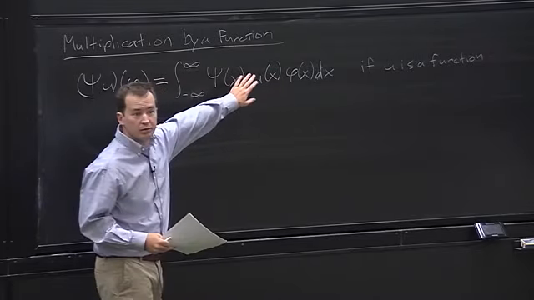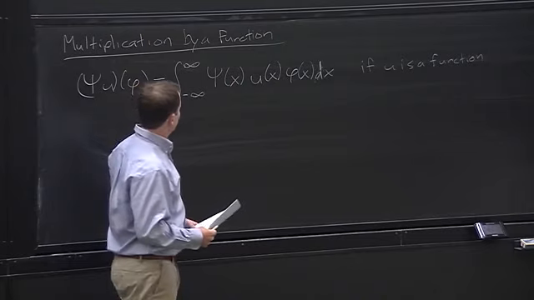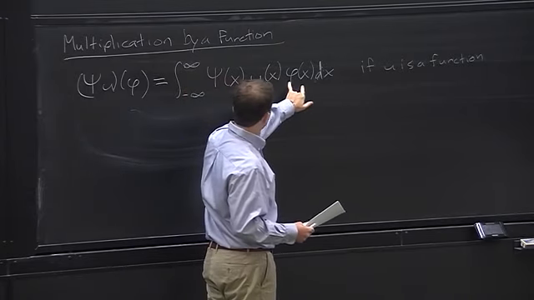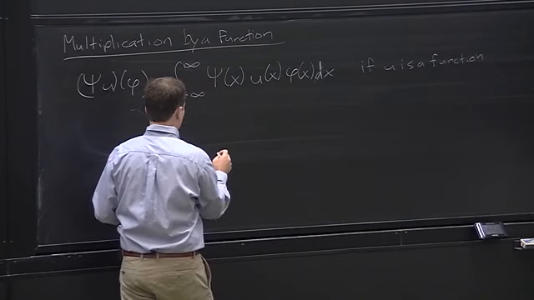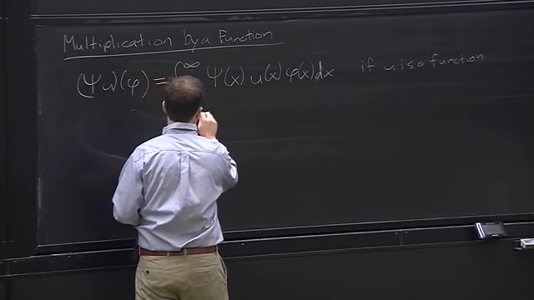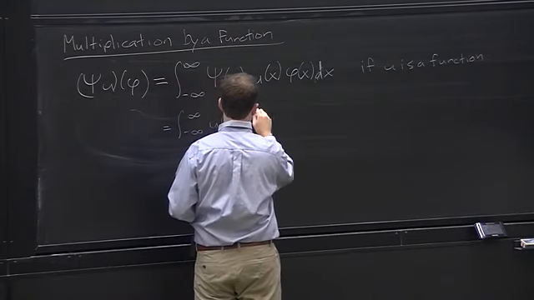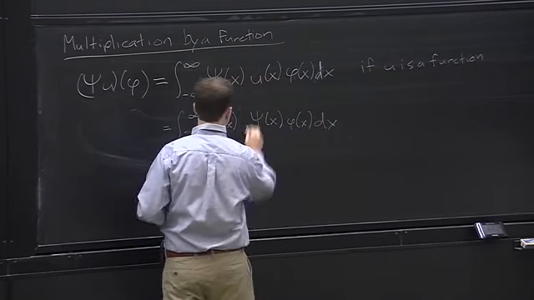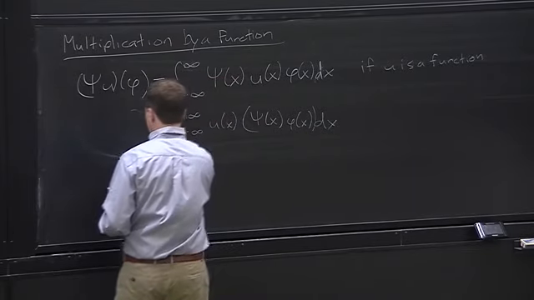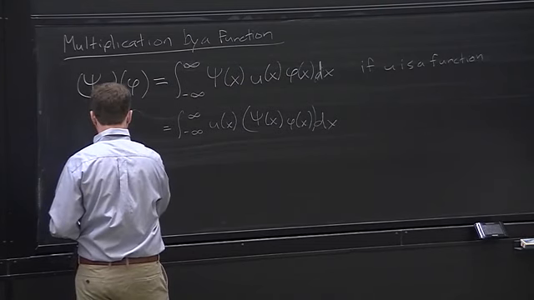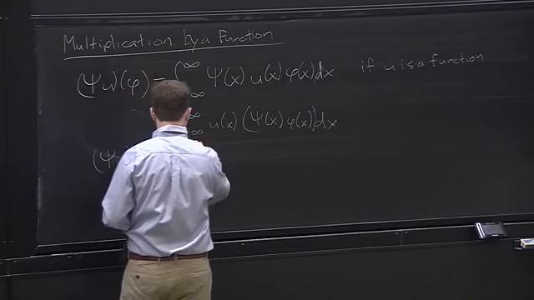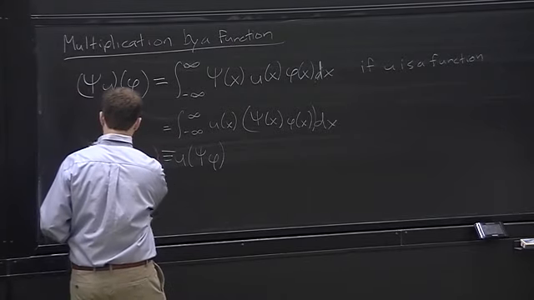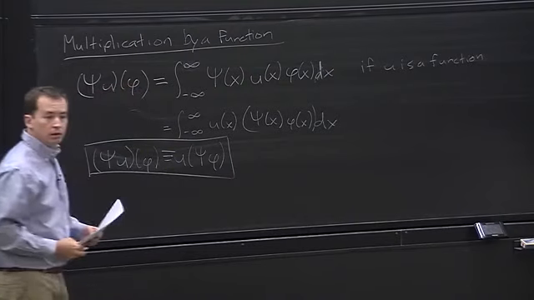And, well, it's even easier this time than it was for derivation. We can just multiply psi and phi together. And then what we've got here is the action of u on the function psi times phi. So we can define psi times u, acting on phi, to be u of psi phi. So we'll take this as our definition. And this works in general.